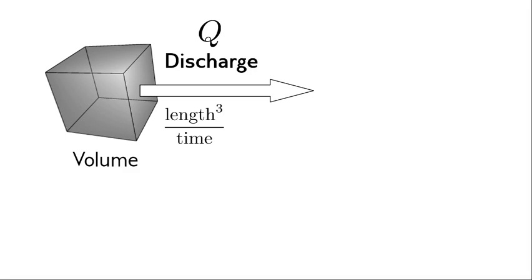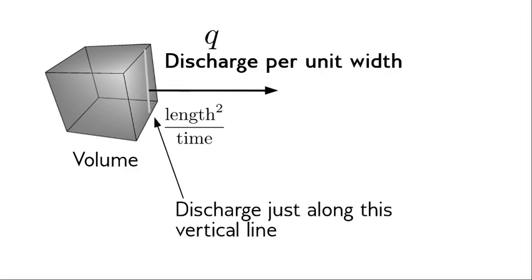So here's just a quick example that I have of a couple terms that we're going to use. So there's discharge, which I'm going to use volumetrically, so having length cubed per time, and discharge per unit width. And discharge per unit width is length squared per time, and so that's just looking at the discharge as it's happening through one piece of this cross section.